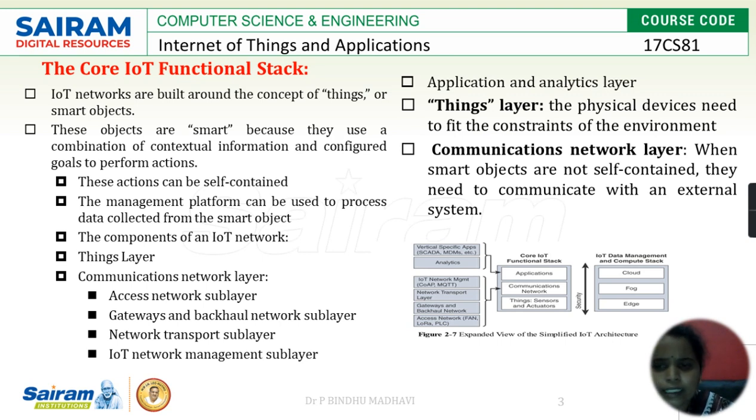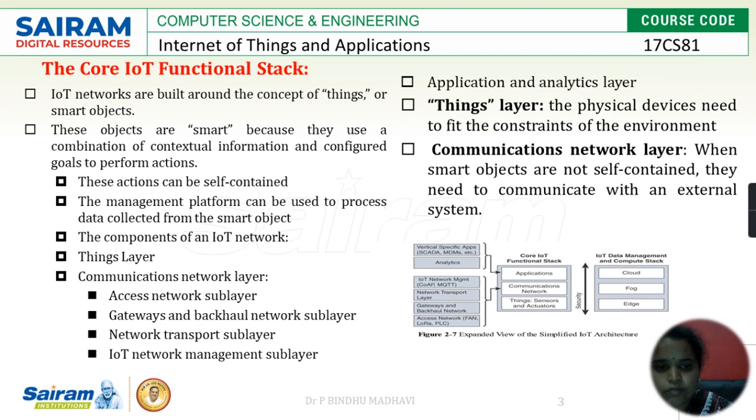So based on that, the data should be processed. Most of the situations, the management platform is mainly used to serve the purpose of data processing, which is collected from the smart objects. That is one more thing. So we know that among the components of the IoT network layer, the things layer is one of the major important things.